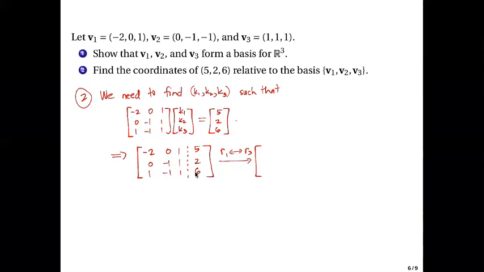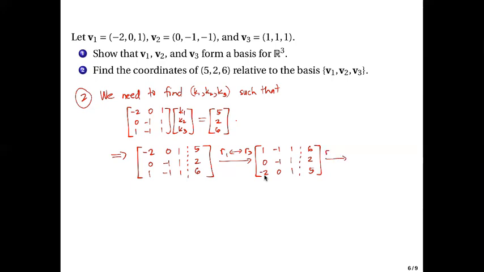So we have 1, negative 1, 1, and then 6 in here. Row 2, it's still 0, negative 1, 1, 2. For row 3, we now have negative 2, 0, 1, and then 5. Then we'll make this 0.